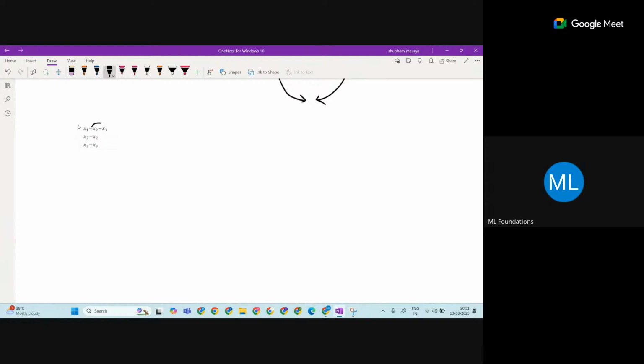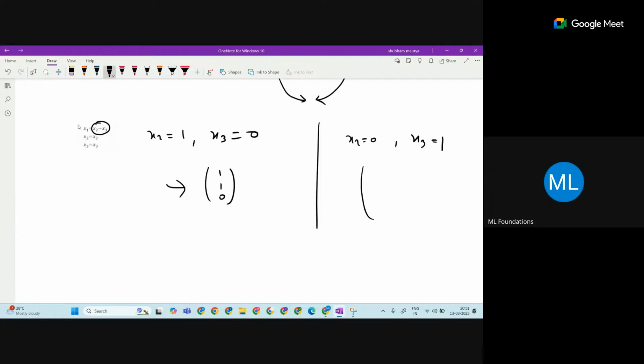So here, you have 2 free variables. You will choose X2 equal to 1 and X3 equal to 0. Then X1 is going to be 1, so the eigenvector is 1 1 0. And if you choose X2 equal to 0 and X3 equal to 1, you end up with 1 0 1. This is the next eigenvector.